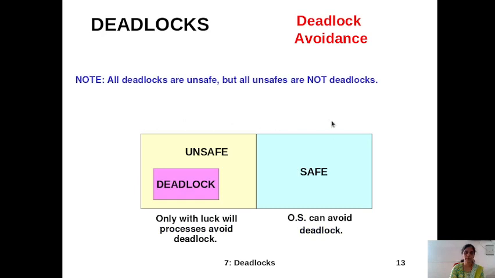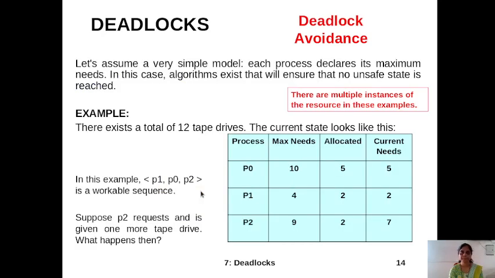So this is a pictorial representation of different types of states. One is a safe state, where we can avoid the deadlock altogether. In an unsafe state, we will have deadlocks in certain cases. An unsafe state does not necessarily mean a deadlock will occur. All unsafe states are not deadlocks. So there are various deadlock avoidance schemes.